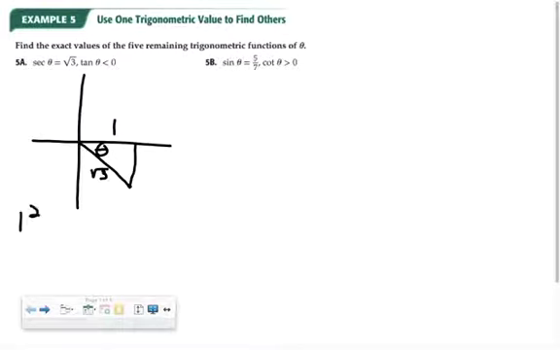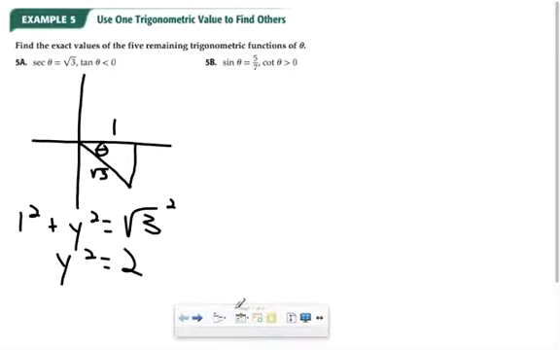So 1 squared plus y squared equals radical 3 squared. And when we multiply that out, we get that y squared is 2. And because of where this point is, we realize that the value that we're actually interested in is negative radical 2. And so now we have all of the information that we need in order to plug into the sine, cosine, and so on and so forth.